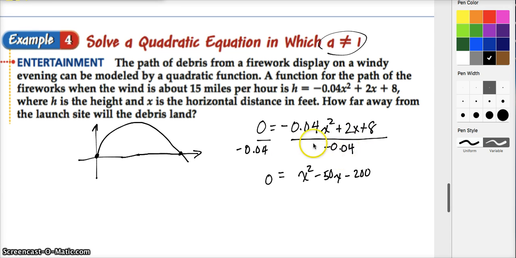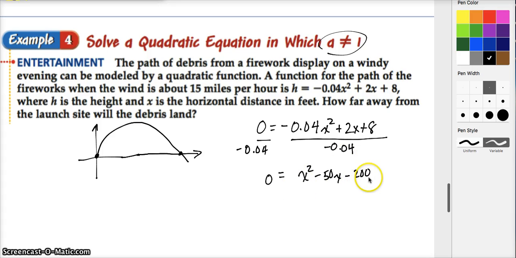So when I divide this into this, I get 1x squared, this negative value into this positive 2, I'm going to get a negative 50. Remember, this is a pretty small number. And then I'm going to divide negative 0.04 into 8, and I get negative 200.